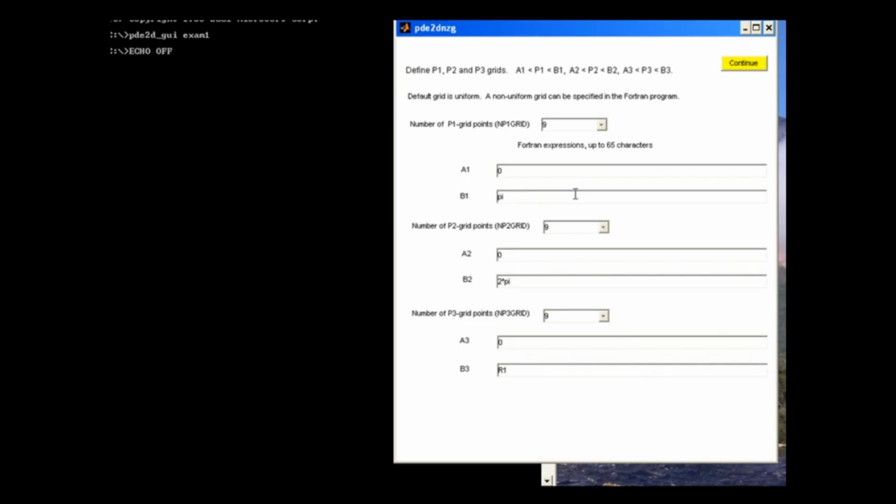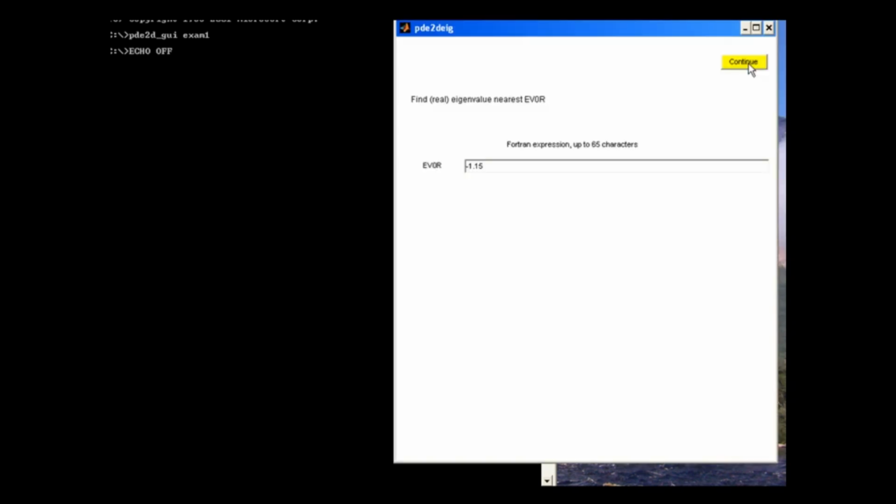We want a 9 by 9 by 9 finite element grid. The toroidal angle p1 goes from 0 to pi because the region is only half a torus. The poloidal angle p2 goes all the way around from 0 to 2 pi, and the distance from center line p3 goes from 0 to R1. By default, the grid will be uniform, but we'll see that it is easy to make the grid non-uniform later. We want to find the eigenvalue closest to a user-specified number.